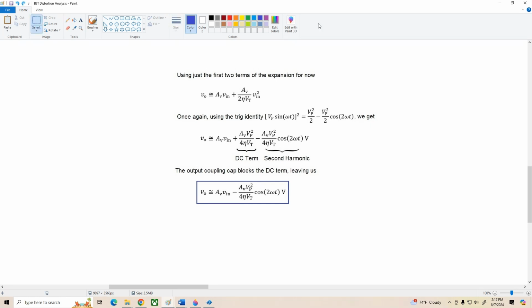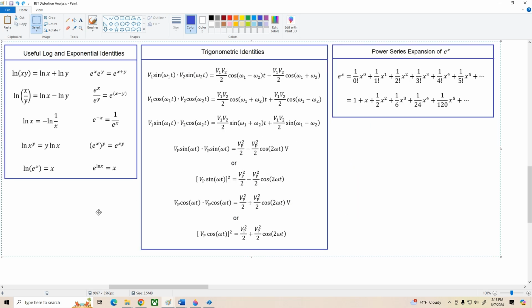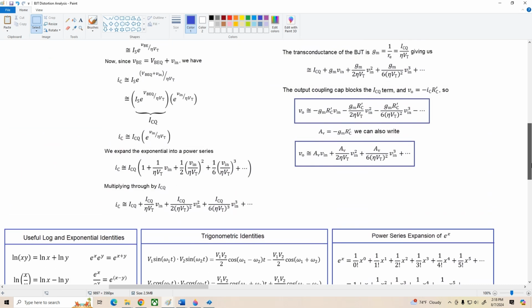So before we go on, I want to give you guys a page that contains all of the trigonometric identities and logarithmic identities and so on. This could be very useful in the future, so you might want to grab a capture of this. And let's go on to the experimental circuit.